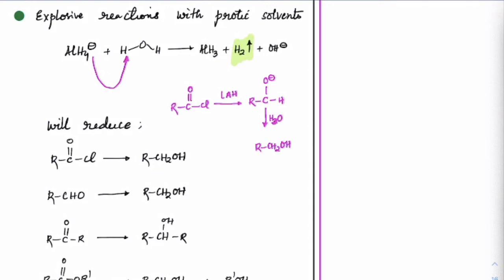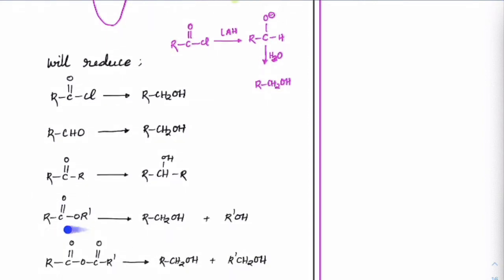Check this. Acid chlorides, aldehydes, ketones, esters. Esters will also give the alcohols. This part will also give alcohol. This part will also give alcohol. Anhydrides, that will also give alcohols.